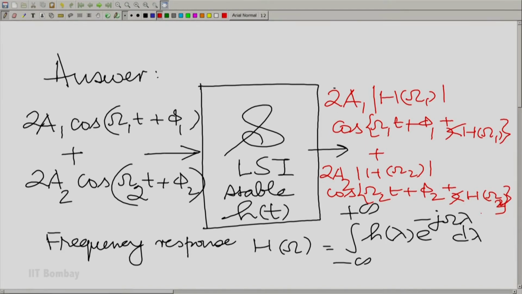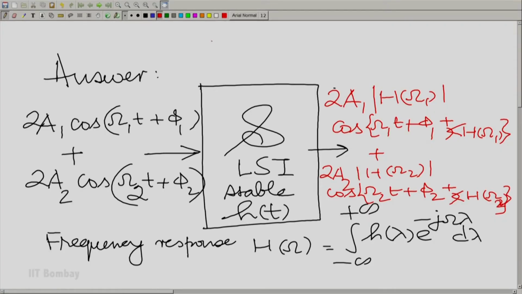Simple enough. To each sinusoid its own point on the frequency response. For the angular frequency omega 1, use the amplitude change at omega 1 and the phase change at omega 1. For the angular frequency omega 2, use the amplitude change at omega 2 and the phase change at omega 2, and make those changes and add those outputs, and there you are.